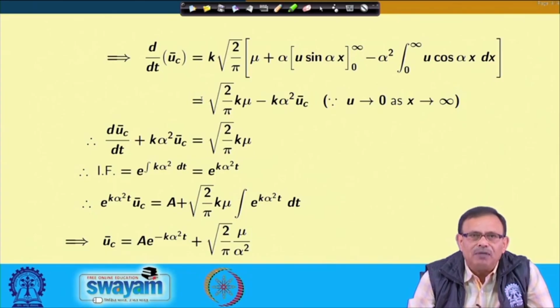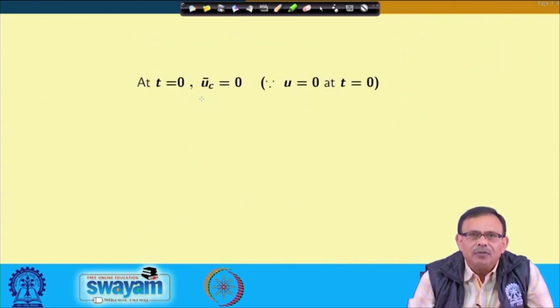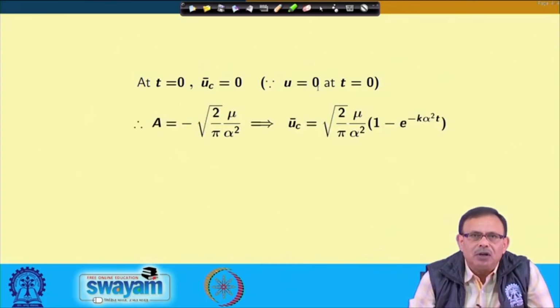Now you have to find the value of the constant A. To find it, we know that at t equals 0, u equals 0. Therefore, if you take the Fourier cosine transform, at t equals 0, u bar c will also be 0. Using this condition, I obtain the value of A as minus root over 2 by pi mu by alpha square, and so u bar c is obtained. So this is where you are finding the solution of the given ODE.